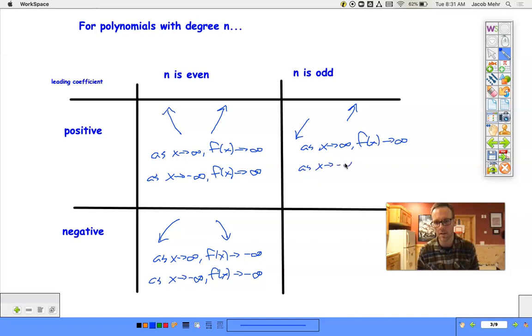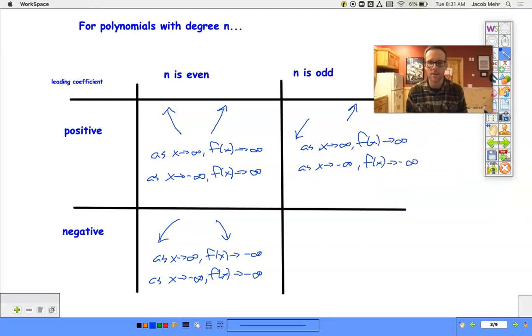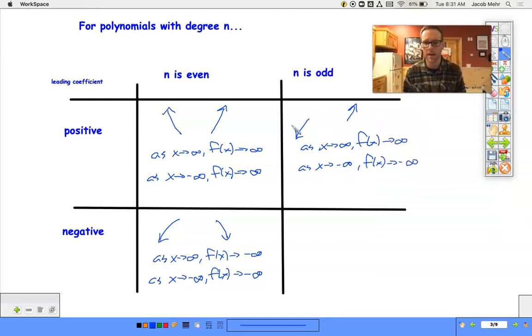As x goes to negative infinity, f of x goes to negative infinity. You might be asking, do I really need to write all that? Yes, this is how you say that. That's mathematically how you describe the end behavior. We don't just use lefts and rights and ups and downs. We communicate this way.